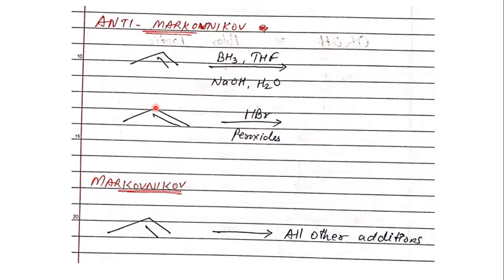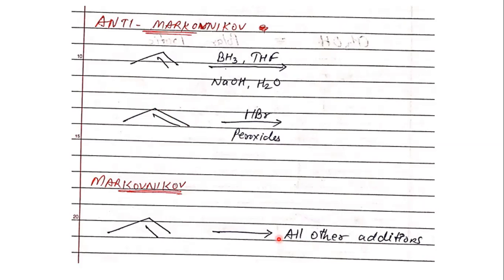This carbon has 3 valencies, meaning it has 1 proton. This carbon now has 2 valencies, meaning it has 2 protons. Anti-Markovnikov says that the hydrogen will go to that carbon which already has fewer protons. So obviously your hydrogen will be attached on this highlighted carbon. The Br will be attached on this carbon because it is anti-Markovnikov.